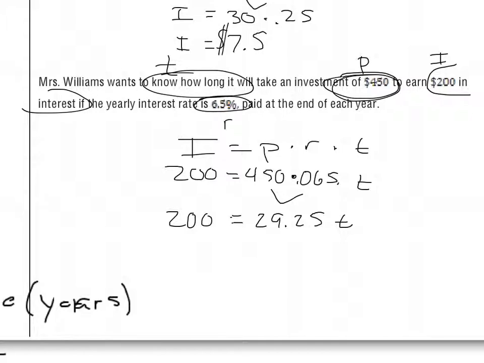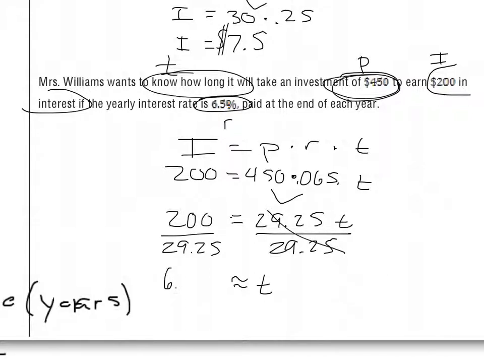And so now we have a single step equation. This is just like a ton of equations that we've solved already. And so in order to solve this, we need to divide both sides by 29.25. And when I put that into the calculator, 200 divided by 29.25, I'm going to get approximately, so this is going to be rounded, that t is equal to about 6.8 years.